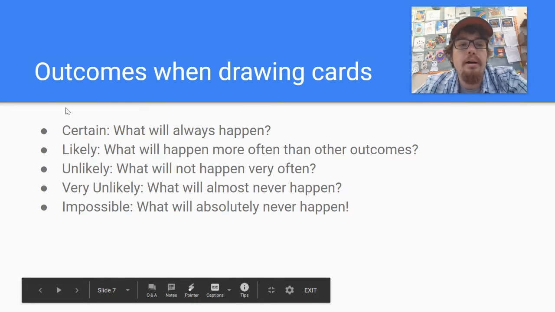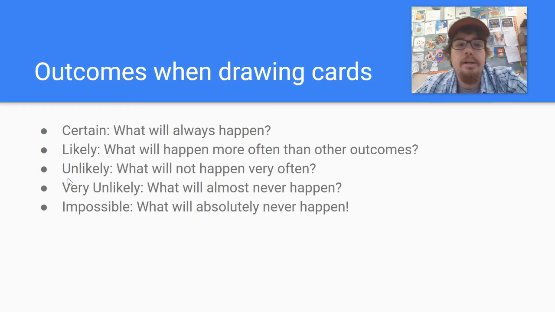Remember what our outcomes can possibly be when we're talking about them. So, certain. What is going to always happen when we draw a card? What's something we could say will always happen? Likely. What will happen more often than other outcomes?